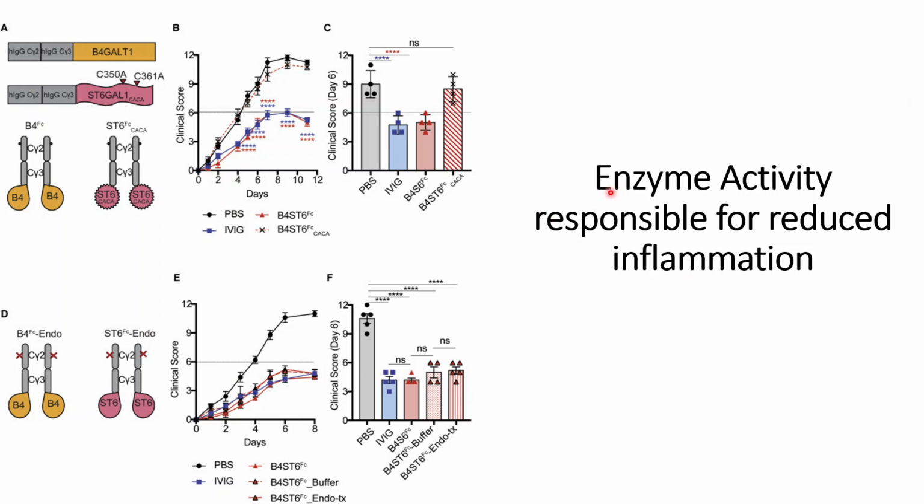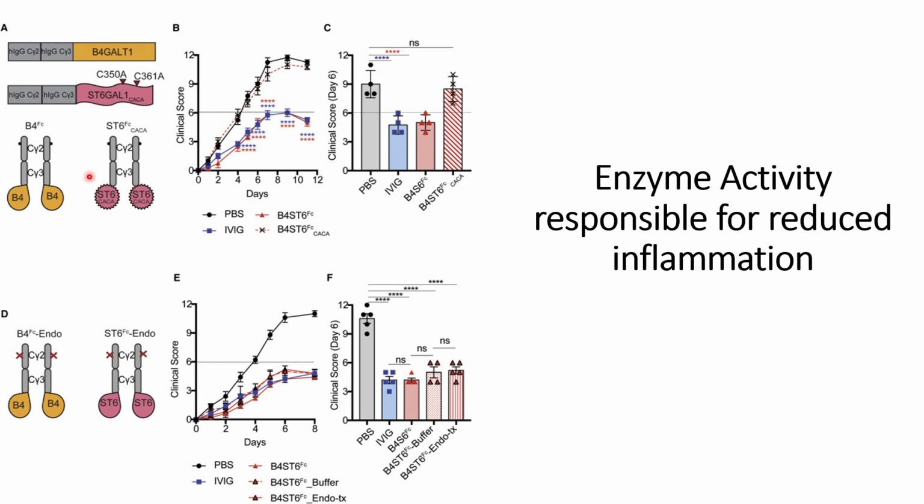In this video we will discuss whether the enzyme activity, enzyme meaning glycosyltransferase or sialyltransferase, is responsible for reducing inflammation, or whether it's the glycan structures that occur because of these enzymes that are responsible for reduced inflammation. Before this paper was published, there were some reports that it's the glycan structures that are responsible for reduced inflammation. So in this video we will discuss the results where they tested whether it's the enzyme or the glycan structures that is responsible for reduced inflammation.